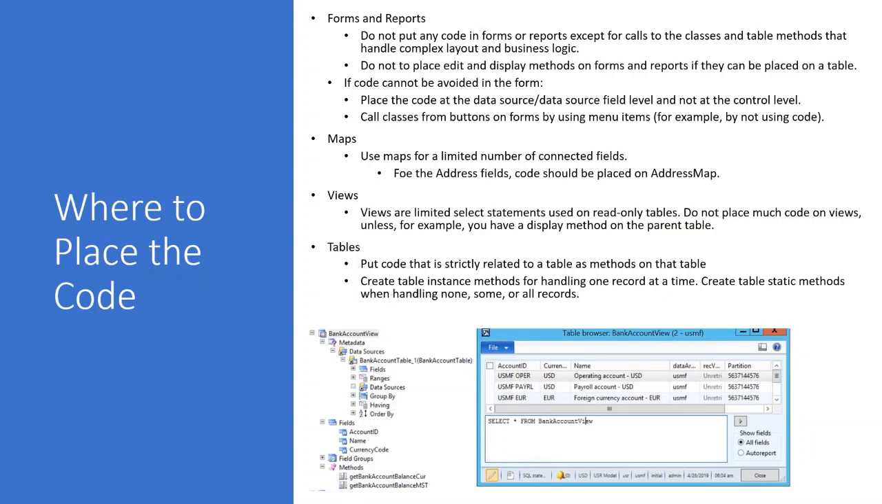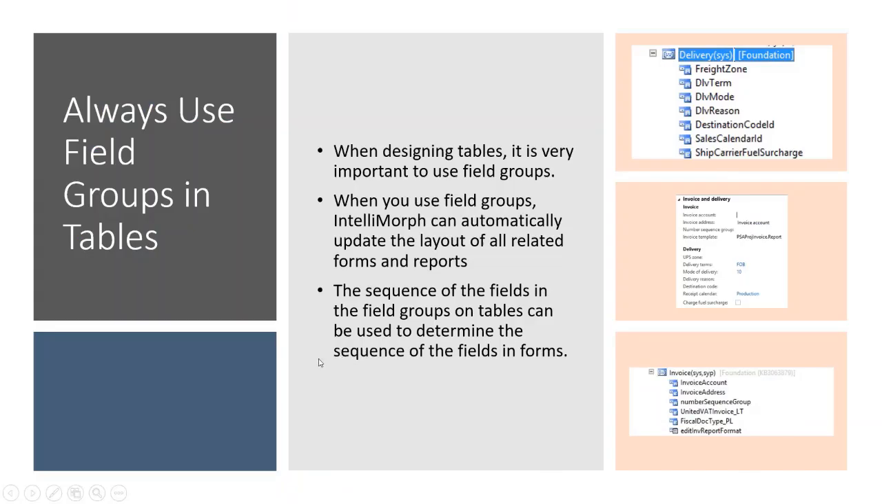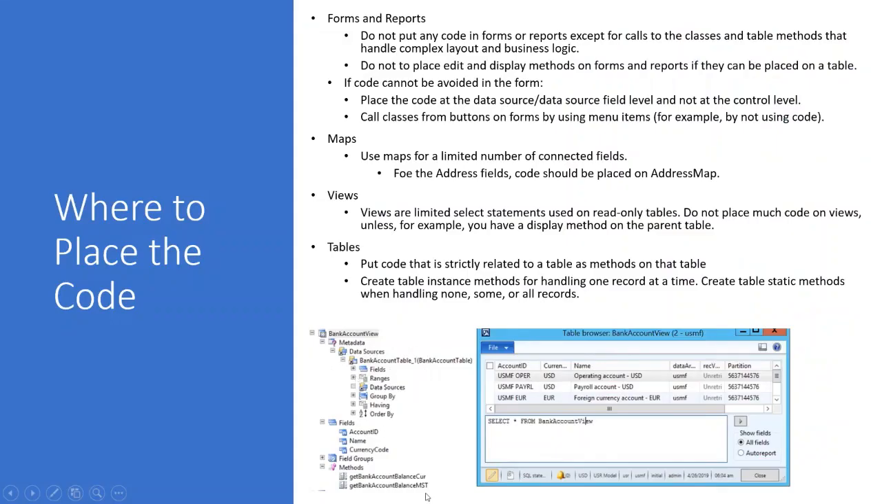So I have given an example of how a view looks. Here it's select star from bank account view, and this is a map or a view, how it looks in the AOT in the backend.